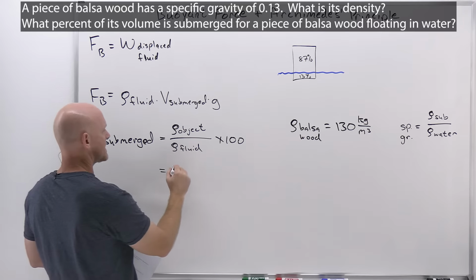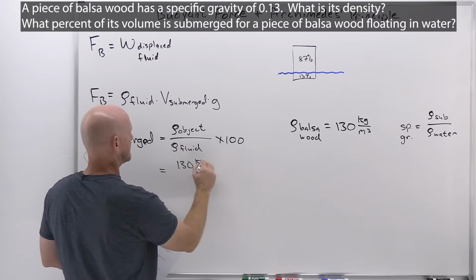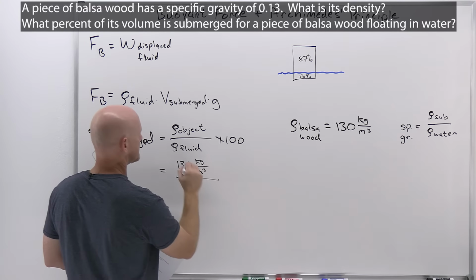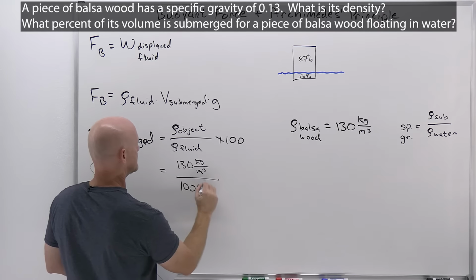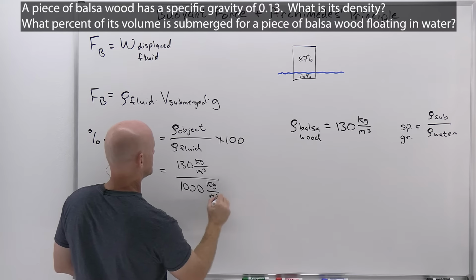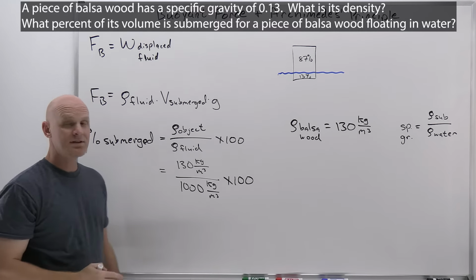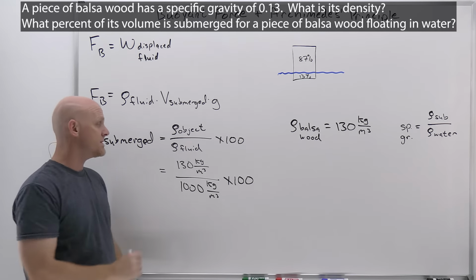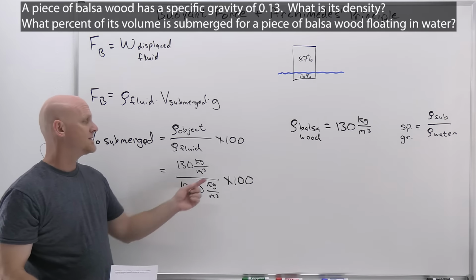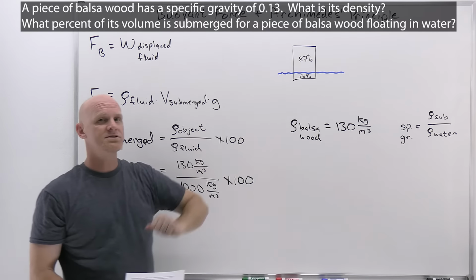And so again, the density of the object, 130 kilograms per meter cubed, relative to the density of the fluid, 1,000 kilograms per meter cubed, and then times 100. And again, 130 over 1,000 is the specific gravity when we're dealing with water, and that was again given as 0.13, times 100 is where that 13% comes from.